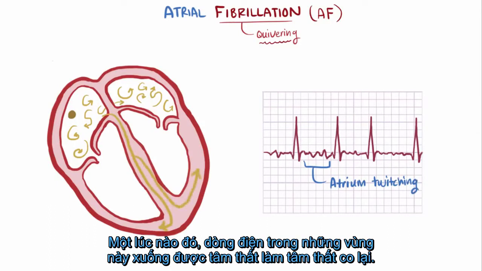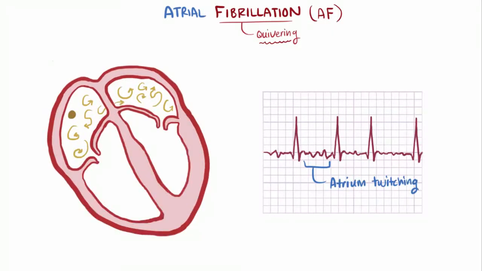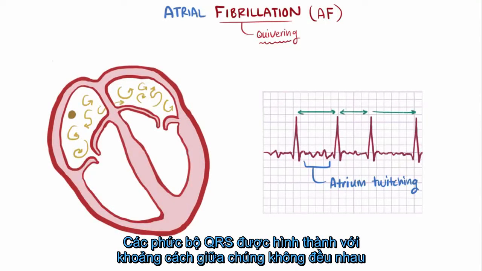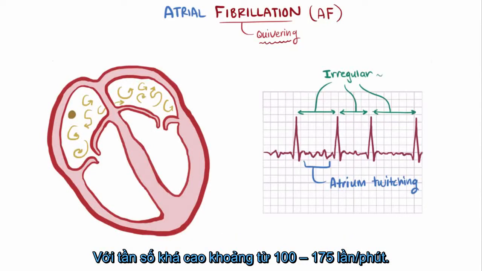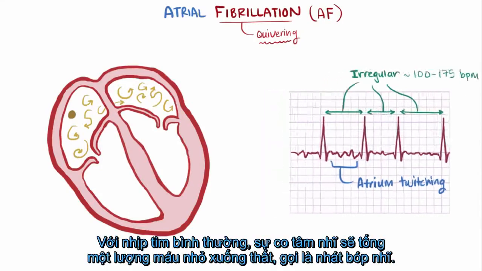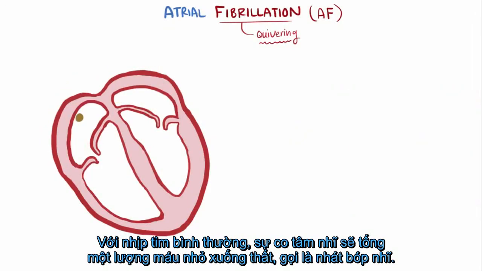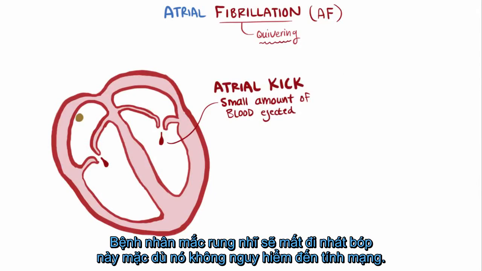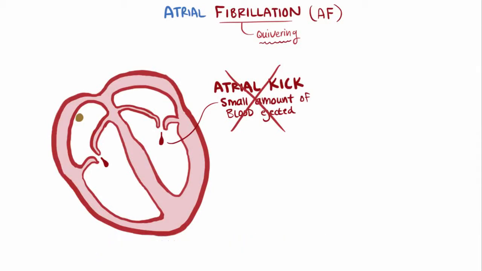Sometimes a signal from one of these areas makes it down to the ventricles and causes ventricular contraction. These contractions and QRS complexes are interspersed at irregular intervals though, and usually at fairly high rates between 100 and 175 beats per minute. In the normal heartbeat, a well-coordinated atrial contraction does contribute a small amount of blood that's called the atrial kick. People with AF lose this atrial kick, although this loss isn't life-threatening.